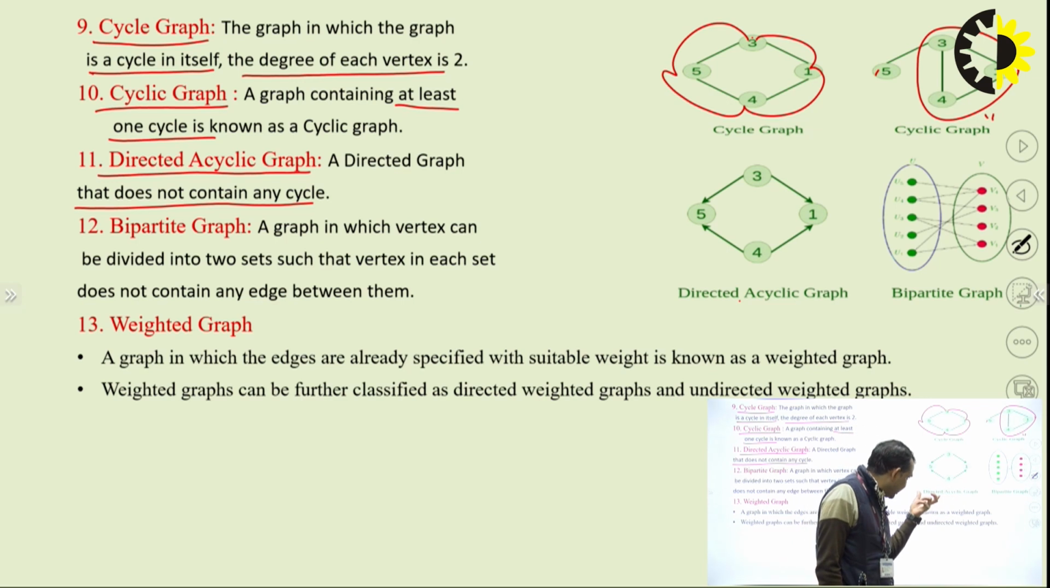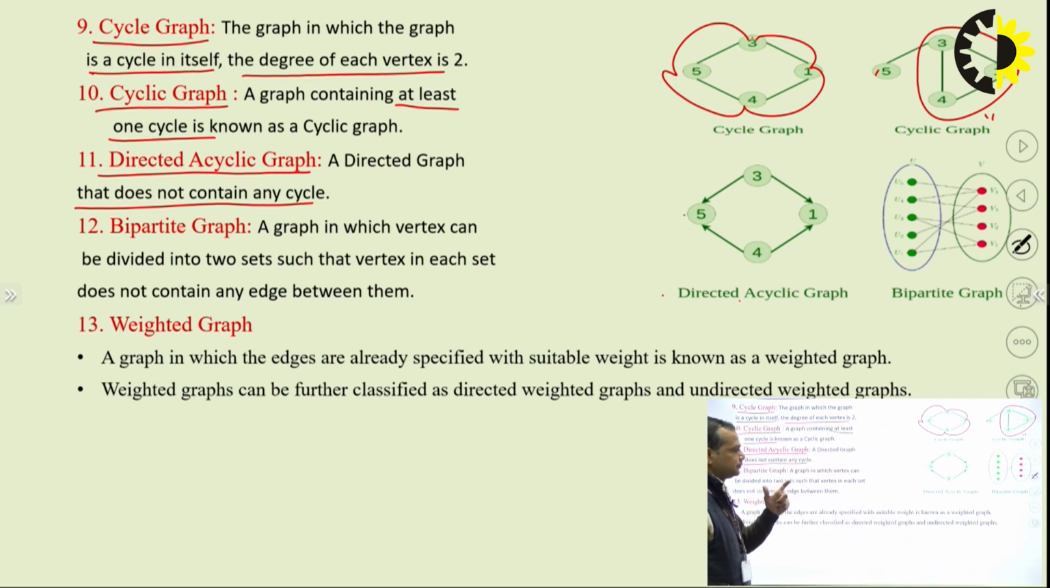So that is an acyclic graph. And if we provide a direction to it, that is known as the directed acyclic graph. It should not contain any cycle: if I move from 3 to 1, there should be no way to come back. There is no link between 1 to 4, there is no link between 1 to 5. It means this graph does not contain any cycle. So this is known as the acyclic graph, and when we provide direction with it, it is known as a directed acyclic graph.